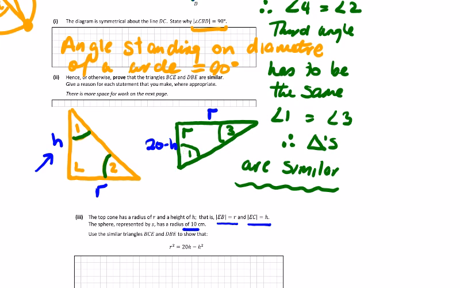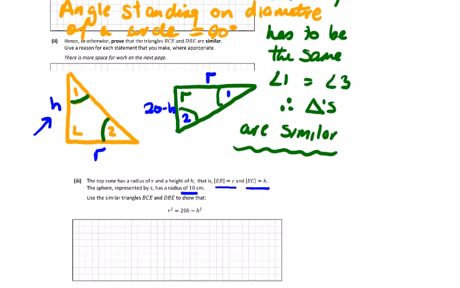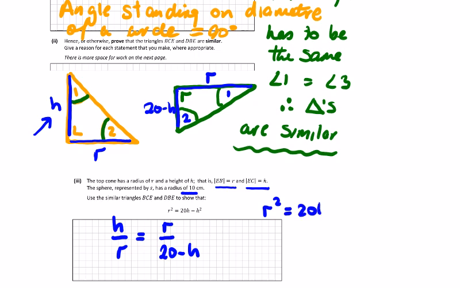So I'm going to change this to angle 2. And 3 is equal to 1. I'm going to change this to angle 1. And then we can match off the corresponding sides. So if I take side 1 to the right angle, that's h, over side 1 to the right angle, and the other one will be r. That's going to be equal to side 2 to the right angle, and this one is r, and side 2 to the right angle, and this one is 20 minus h. And if we cross multiply, we're going to get r squared is equal to 20h minus h squared.